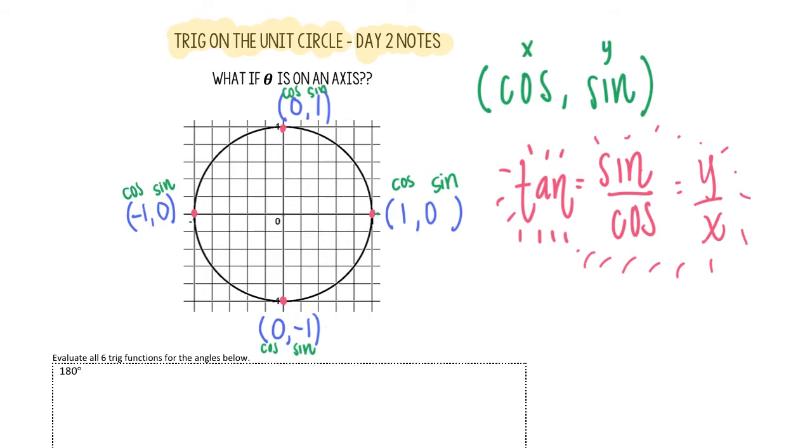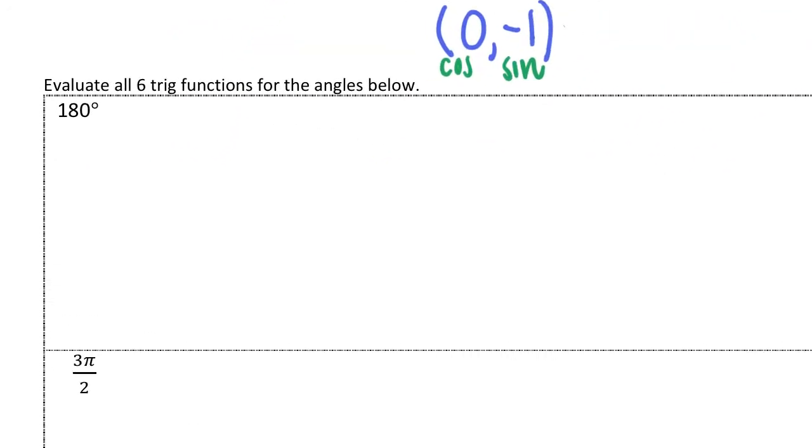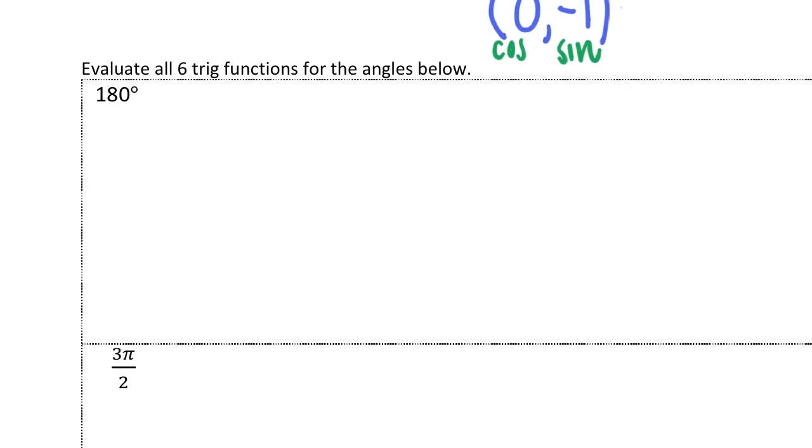Now we're going to walk through some examples of x-axis angles, starting with 180 degrees. Just like yesterday, we're asked to identify all 6 trig functions for the angle that's given on the unit circle. So 180 degrees, you're thinking to yourself, well, 180 degrees is the same location as pi. It lands on an axis. It is directly to the left.